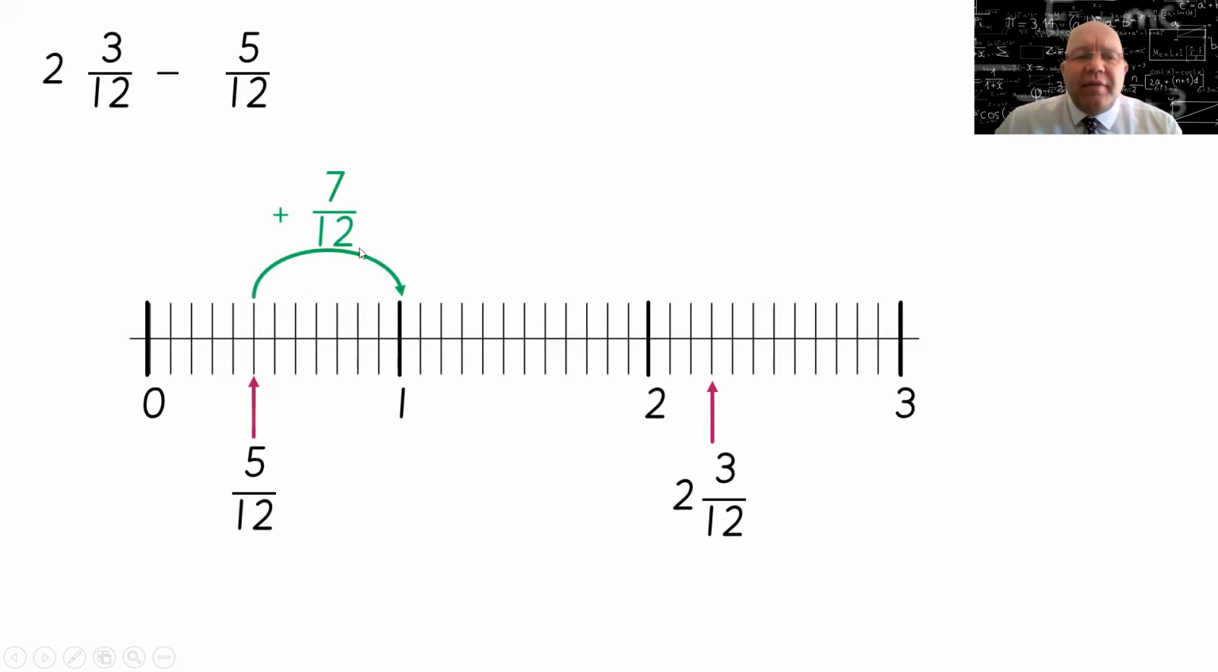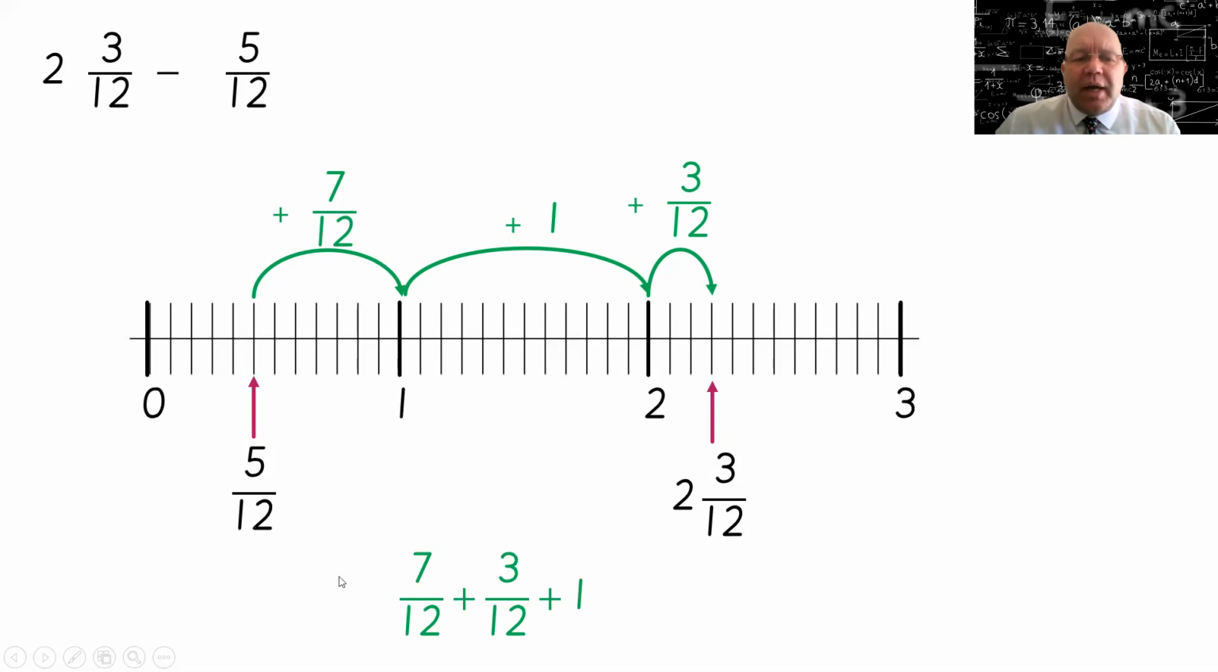Well, we can do 7/12 takes us from 5/12 to 1. Remember, a whole 1 is 12/12. So from 5 to 12 is a step of 7. Then we've got our whole 1, and then a step of 3/12 to get us to 2 and 3/12. So we just need to add these 3 together. And the 3 added together gives us 1 and 10/12, which simplifies to 1 and 5/6. So another way of representing the same calculation.